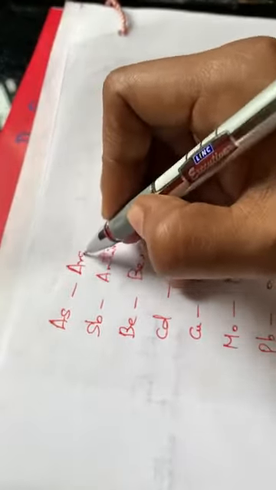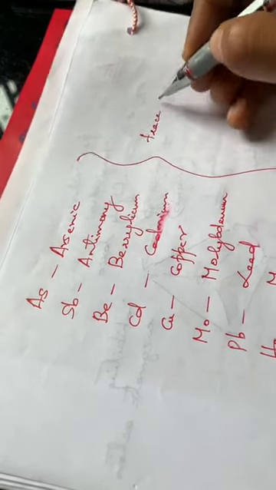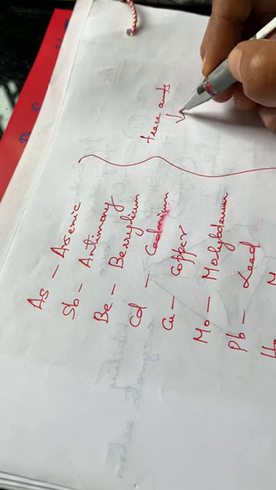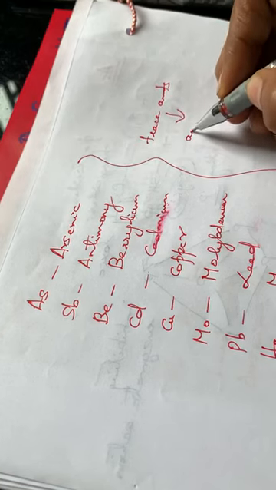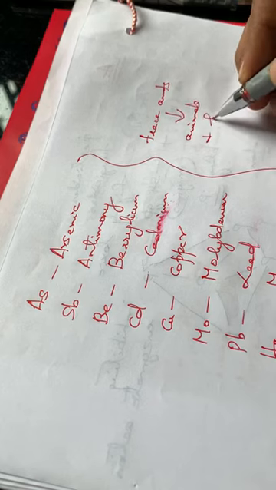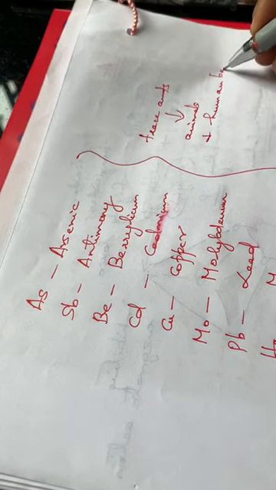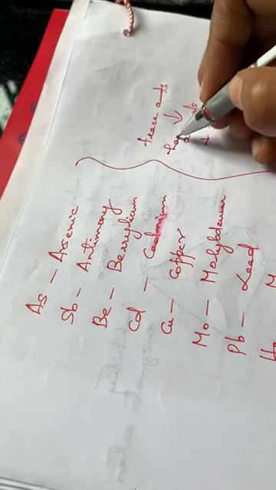Then arsenic, As. So these compounds are highly toxic, that means even trace amounts will be much harmful to animals as well as human beings. What are the elements? Arsenic, antimony Sb, beryllium Be, cadmium Cd, copper Cu, molybdenum Mo, lead Pb, mercury Hg, zinc Zn. Even in trace amounts, they are much harmful to human beings as well as animals.